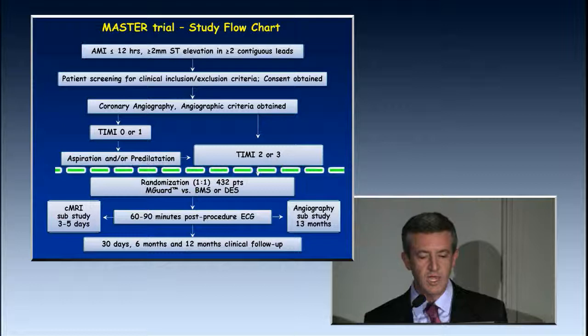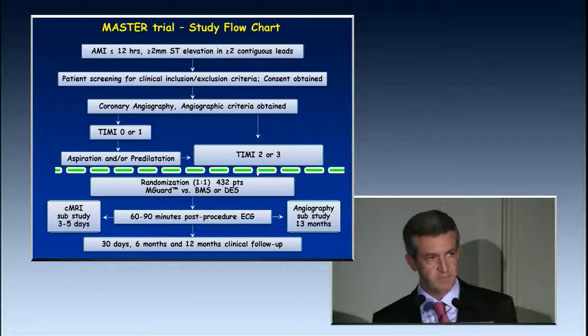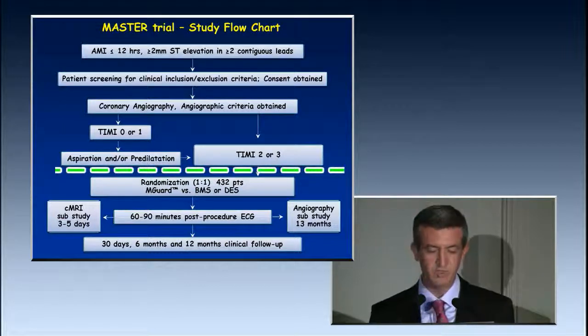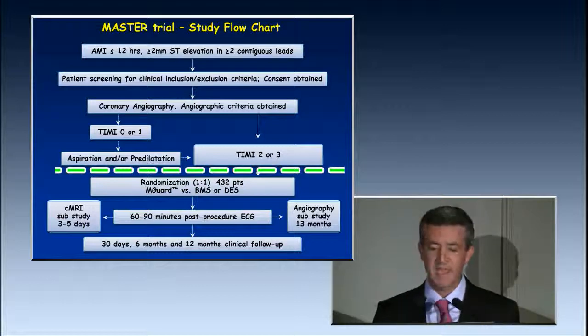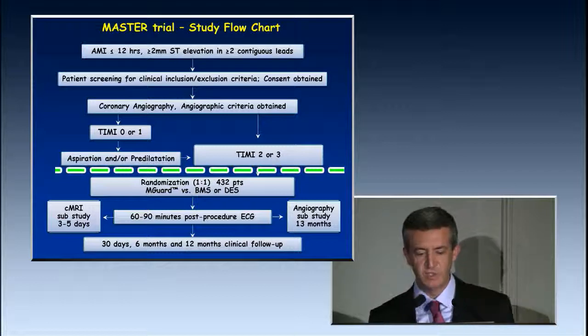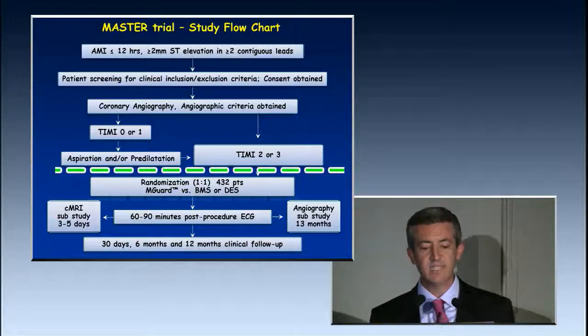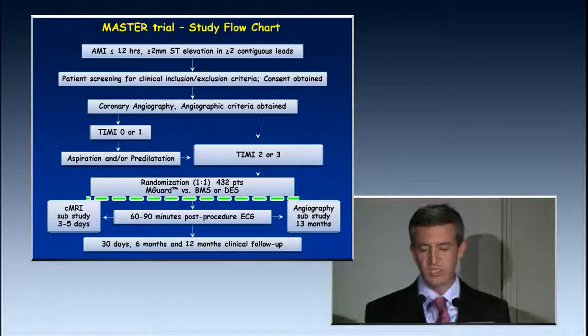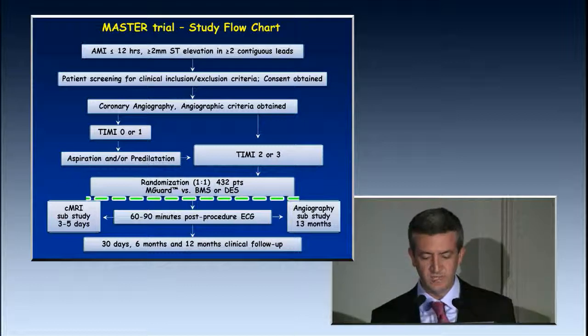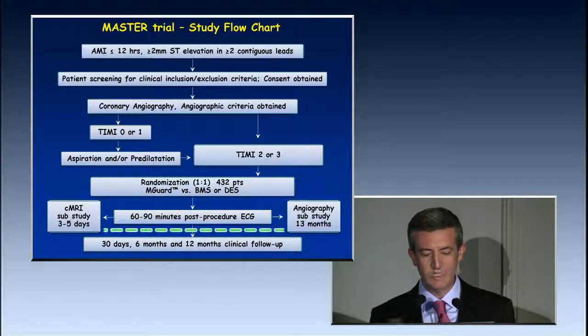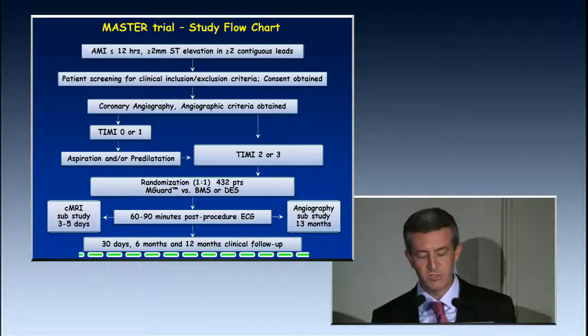We cross with the wire and aspirate. Some of you can argue that sometimes you don't need to, but most of us are going to do thrombus aspiration and pre-dilatation. When you open the vessel and have TIMI 2 or 3, then is the right time to randomize the patients either to the MGuard or to your regular practice of bare metal stent or DES. The primary endpoint will be measured by ECG between 60 and 90 minutes. That's the ST resolution.